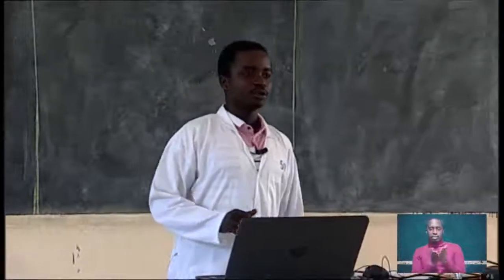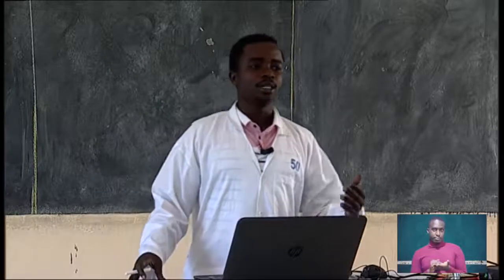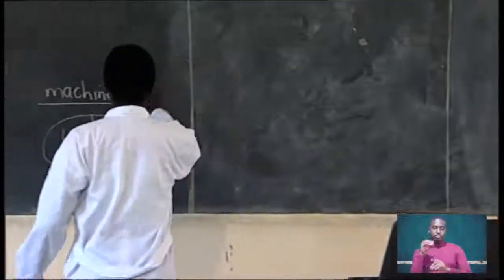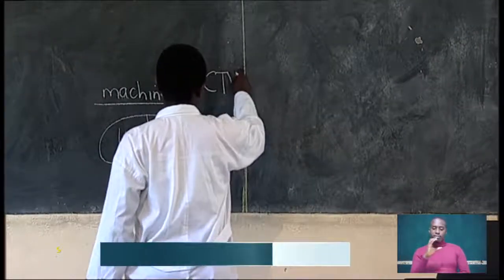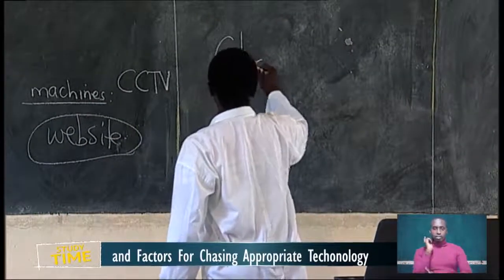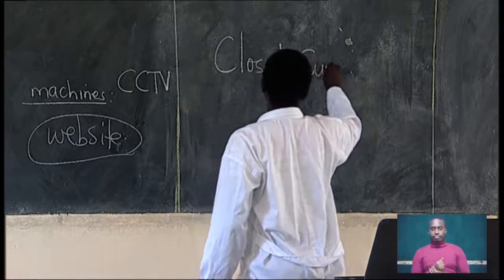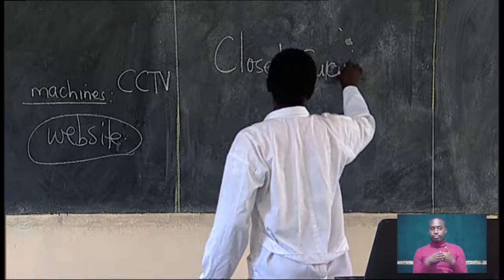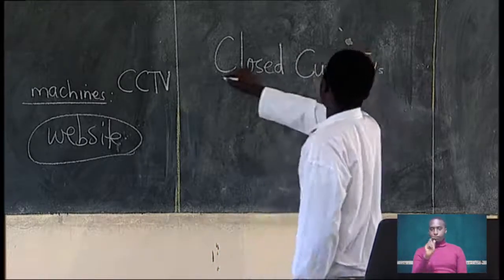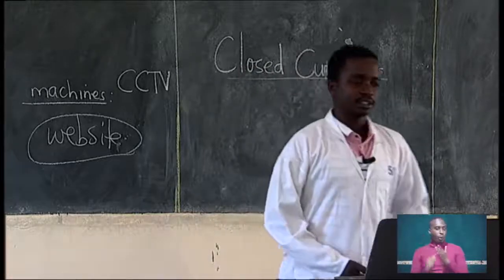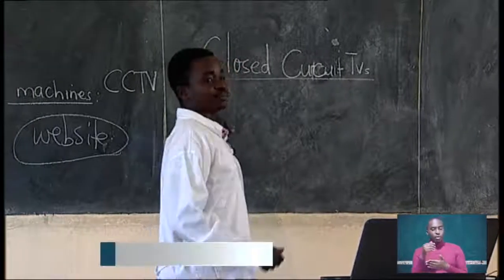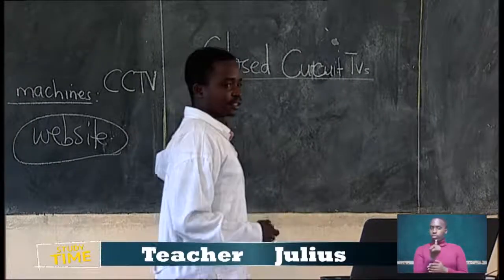Then it can also use technology to maintain security in the business. How? There are what you call CCTV cameras. CCTV stands for closed circuit television. So, what are closed circuit televisions? They use signals. The videos here are not conveyed to the public, they are only accessed by authorized users.